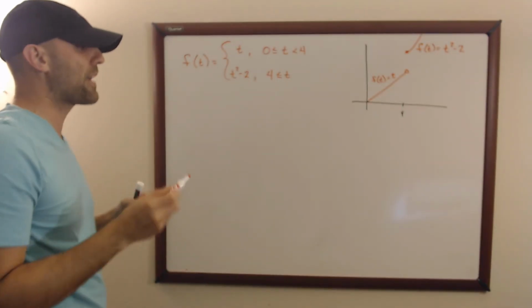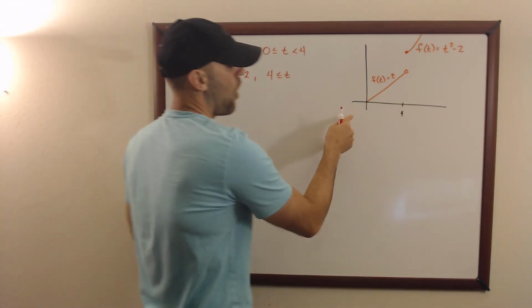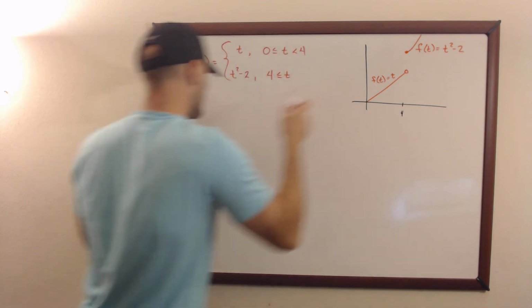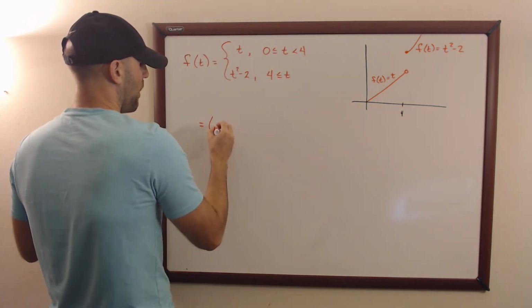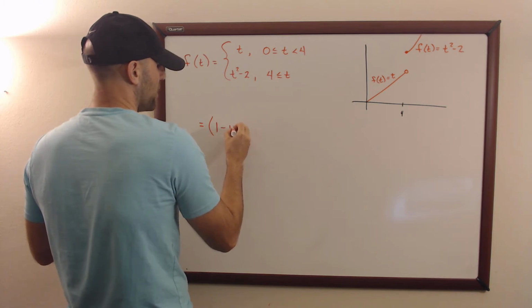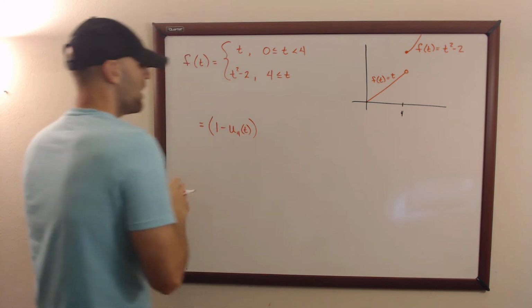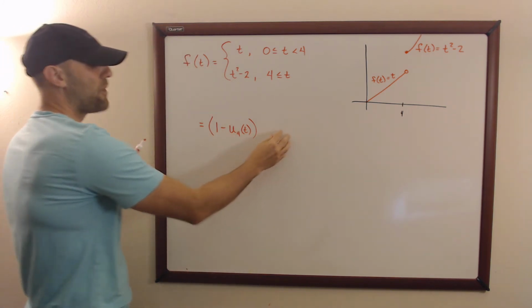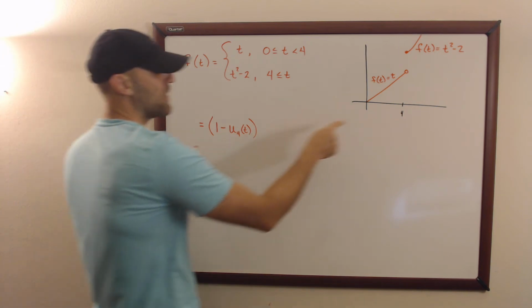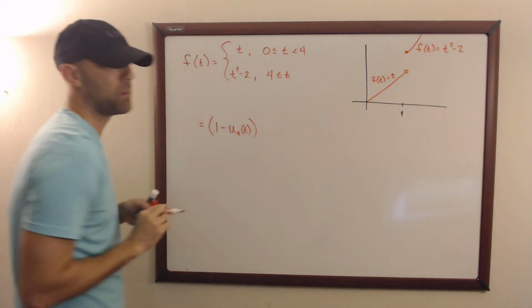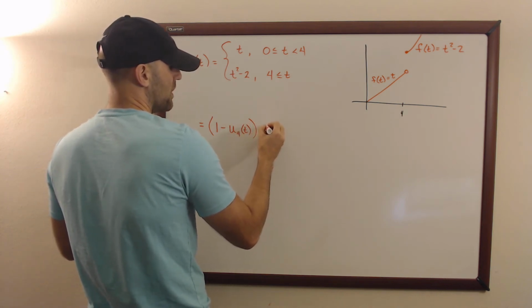All right, so we look back at our notes and ask ourselves, which switch is on first and then off? And that's this one, 1 minus u sub 4 of t. Whatever function I multiply this switch by, it's on until I get to 4, and then after that it'll disappear. It won't exist anymore. And so the function I want is t.